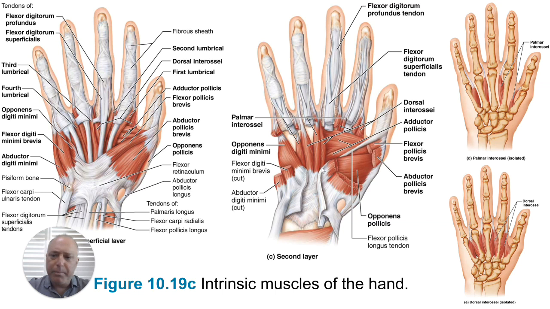Looking at the palmar surface, the second layer, we've got the palmar interossei, opponens digiti minimi, opponens pollicis, abductor pollicis brevis, flexor pollicis brevis, adductor pollicis, and dorsal interossei. And this last figure showing the deep palmar interossei and the dorsal interossei. And looking at the palmar surface and the dorsal surface of the hand.